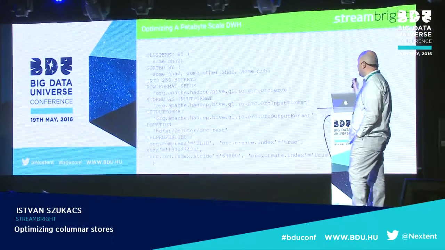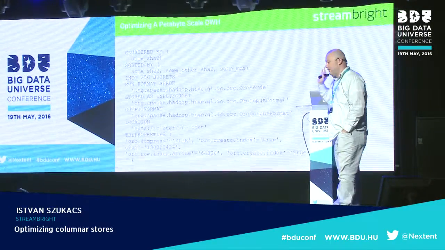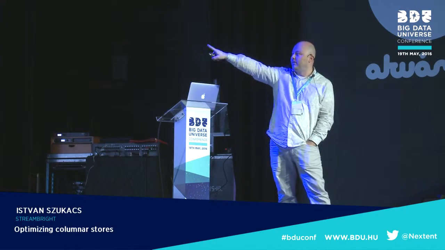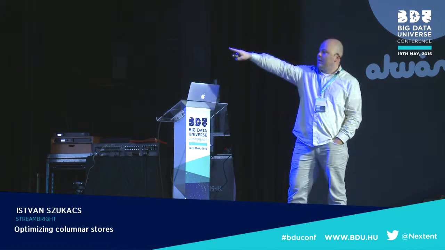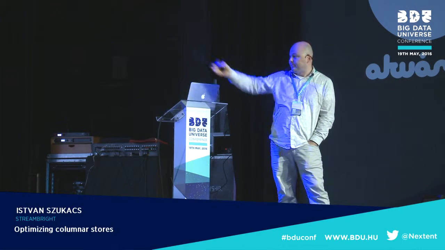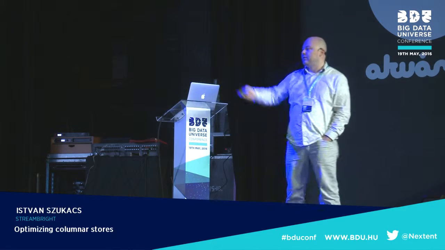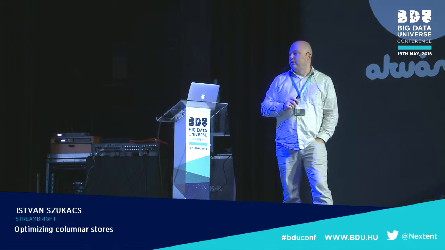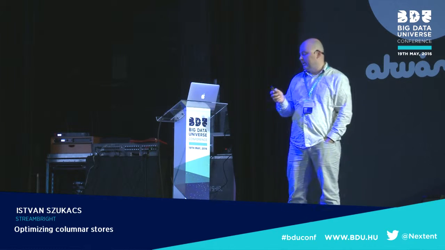I didn't change anything else in the table definition, just enabled the sorted by, like you see there, on the wider columns, into 256 buckets. And the table properties: ORC compress equals zlib, and the stripe size equals 128 megabyte. And that's it.